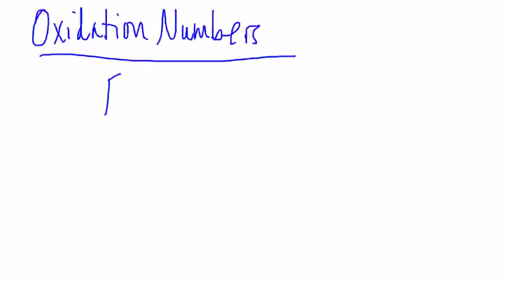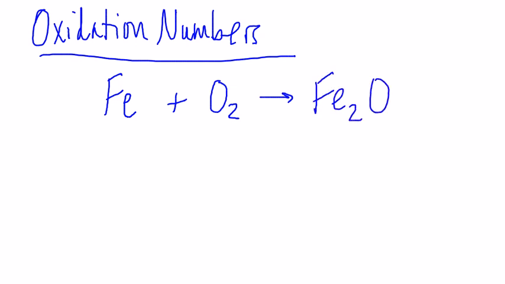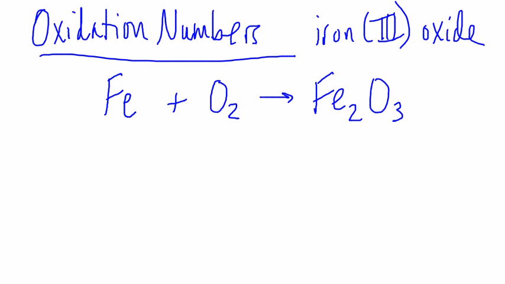If we have iron, Fe, and it reacts with oxygen, one of the compounds that it can form is Fe2O3. This substance is commonly known as rust. It's also known as iron 3 oxide. The reason it's called iron 3 is because the positive charge on the iron is 3+.